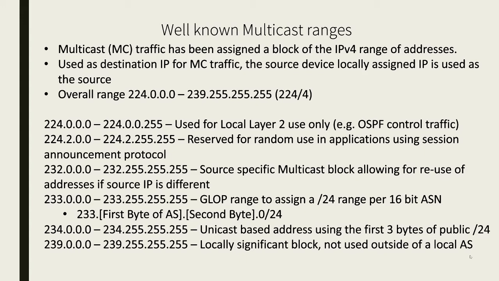While these two specific ranges allow you to scope multicast potentially across the internet or across a wider range of networks, this final one down here is locally significant, and it should be blocked when you're trying to forward out of your local network.